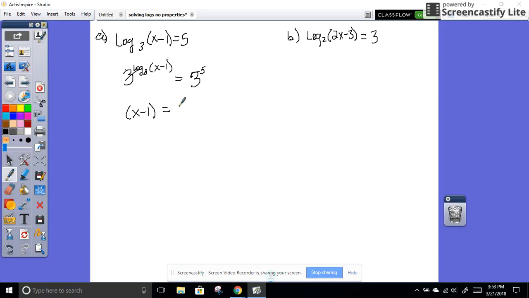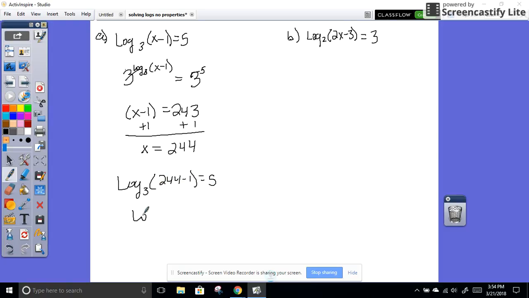3 to the 5th power is 243. I put those parentheses there, but we don't need them. X equals 244. Plug that in to make sure you don't get an extraneous solution. Log base 3 of 244 minus 1 equals 5. And that's log base 3 of 243 equals that. 3 to the 5th power equals 243, so it checks.